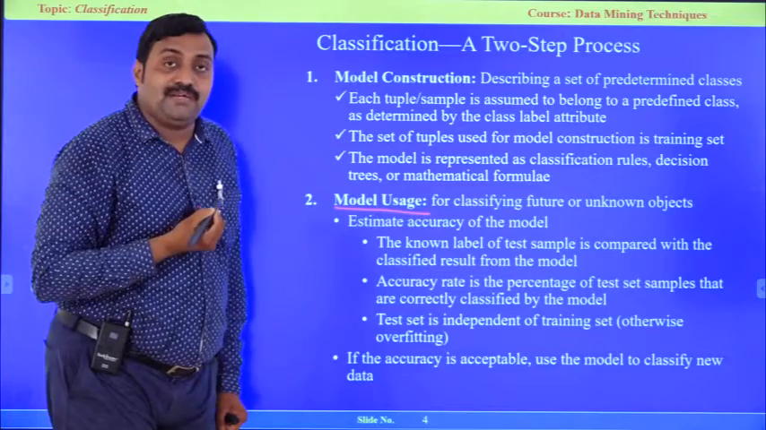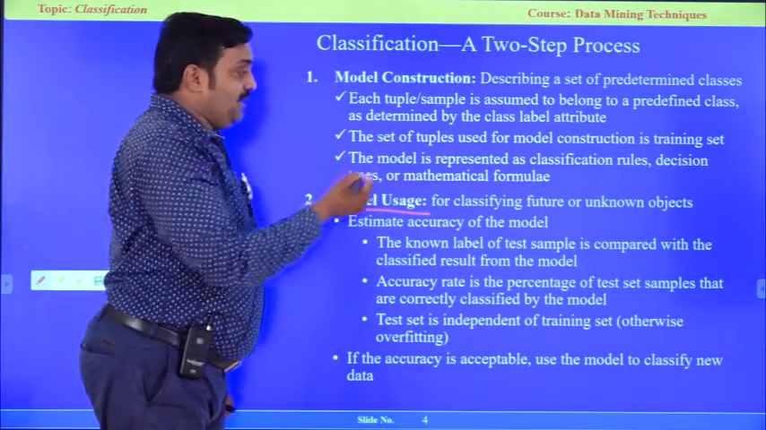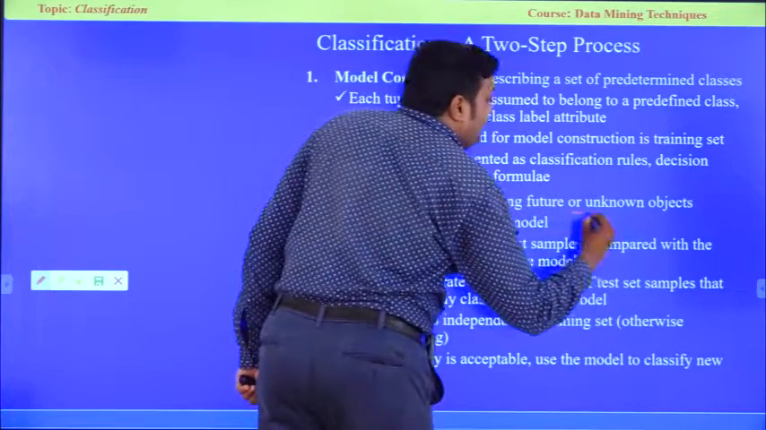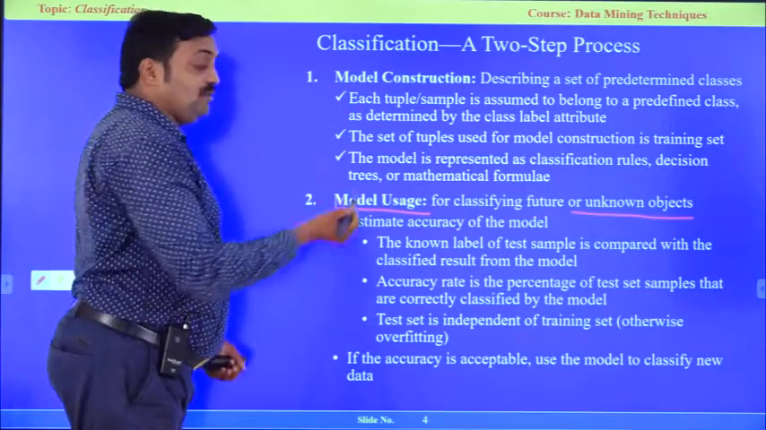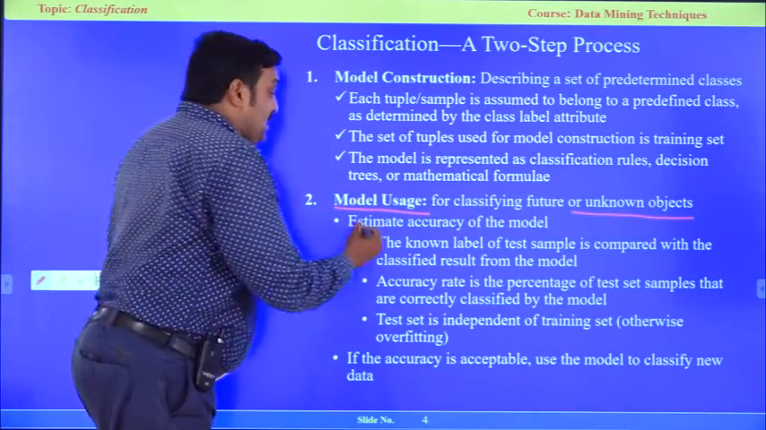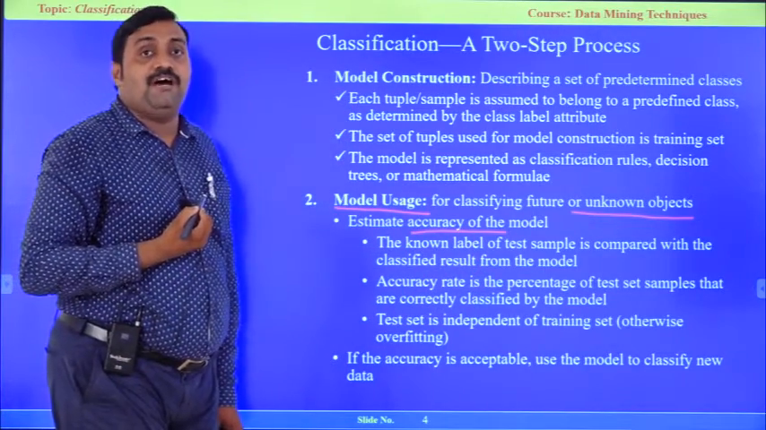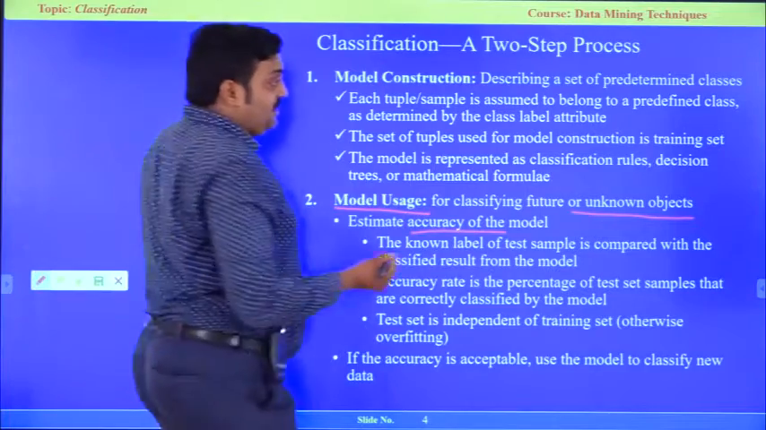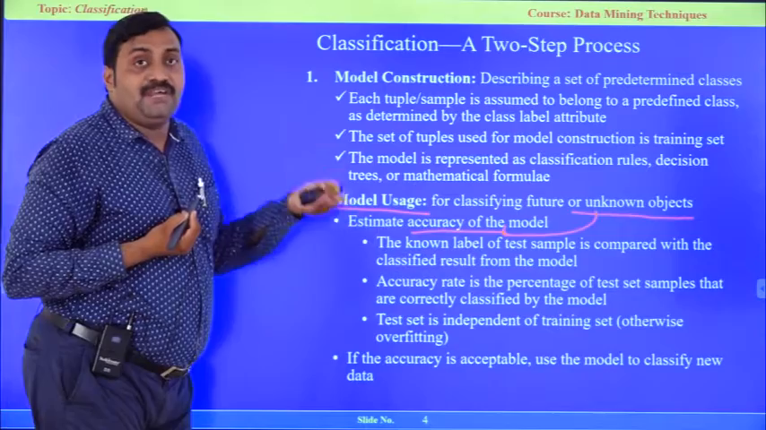So model usage is nothing but checking that model with your new records, unknown objects, with your predefined records, predefined classes. That means we are going to estimate the accuracy of the model whenever we receive an unknown object, with the help of your predefined classes.